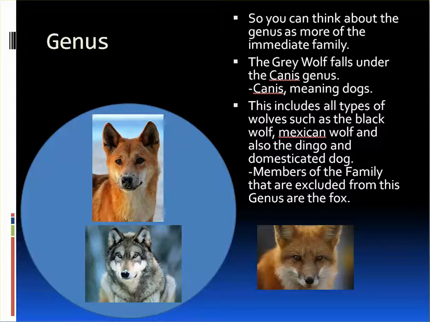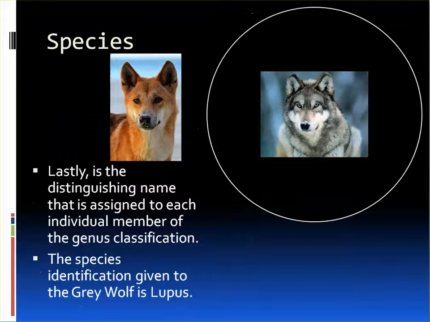Now, lastly, we have the species. We now have all the means that make up the gray wolf. The species that the gray wolf falls under is the lupus species. Therefore, the dingo has its own species name, so it is again taken out of this category, and we're left with only the gray wolf.